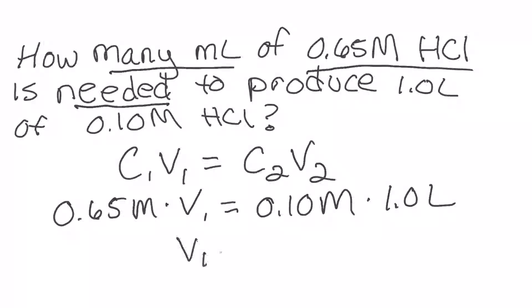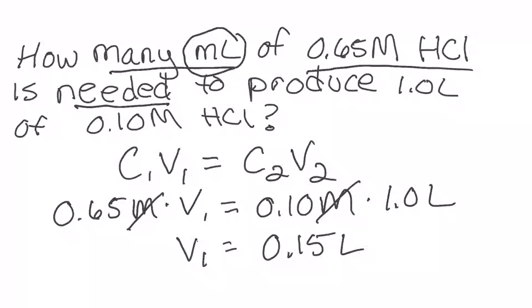So I solve for V1, divide both sides by 0.65, and I get an answer of 0.15. Now be careful, what are the units? Well, the molarity, or the capital M, is going to cancel out, so the volume is still in liters. So I have an answer of 0.15 liters, but be careful, the question asks for milliliters. So I'm not quite done yet. I have to convert this answer to milliliters.